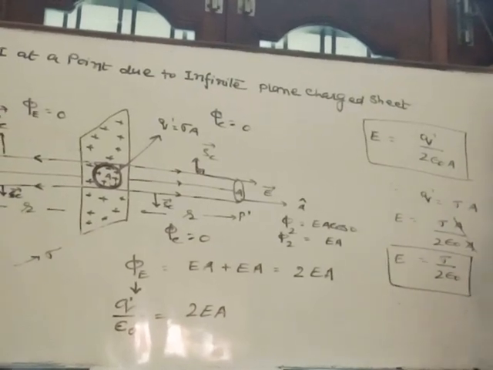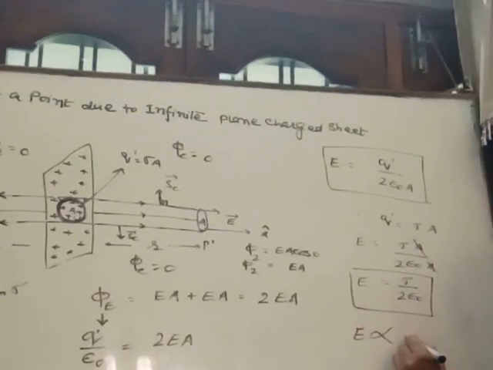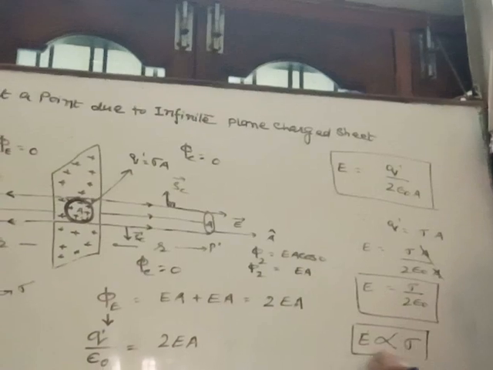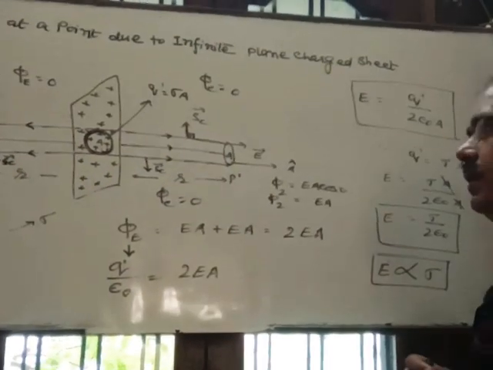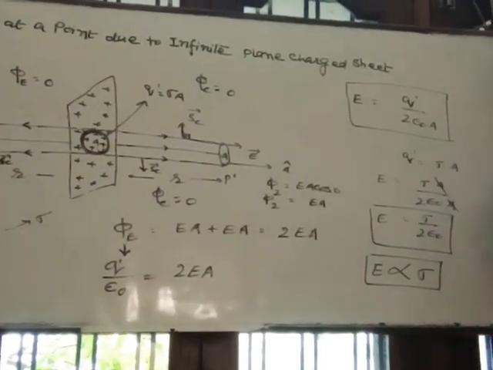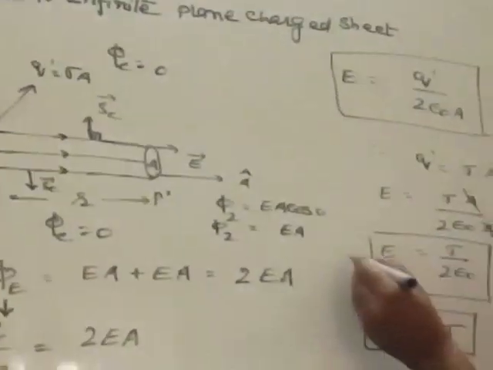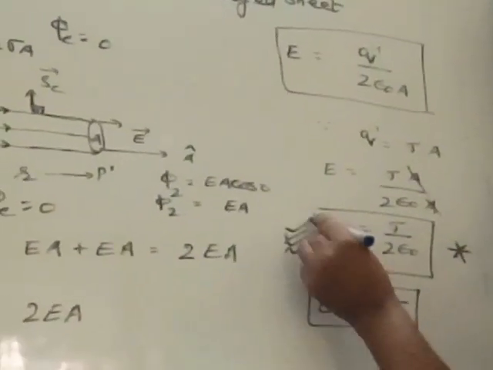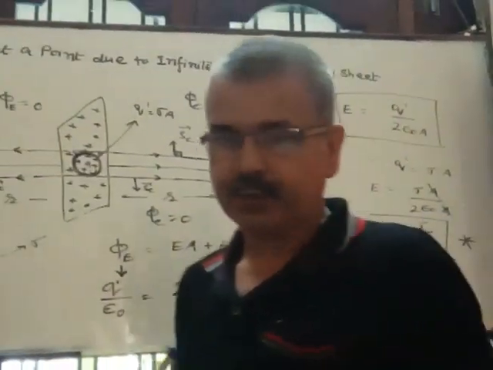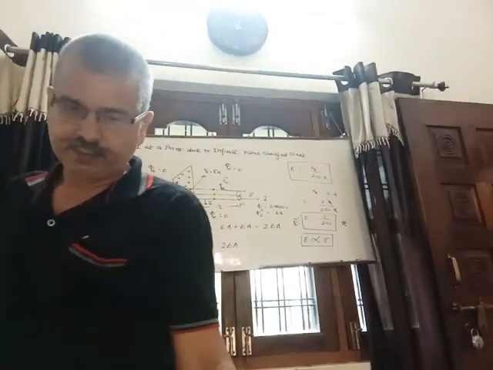It means the electric field intensity depends on surface charge density. If the surface charge density of the given sheet is more, then the electric field intensity at a given point will be more. So it is very important, and it is asked in your annual exam also.